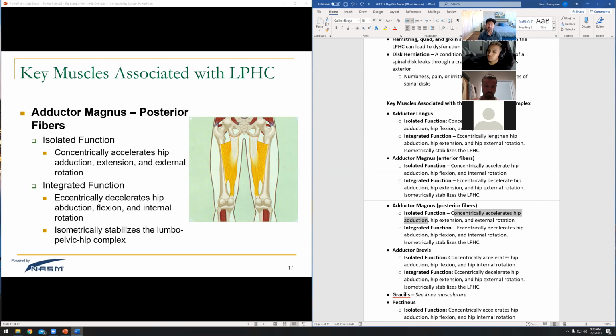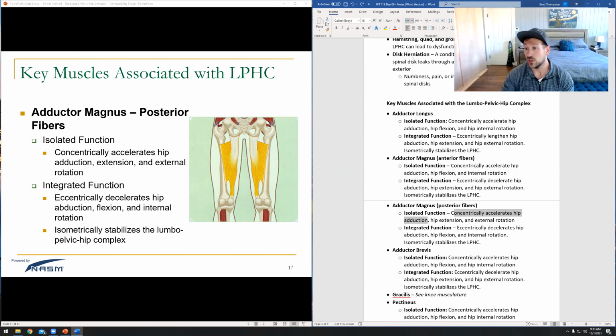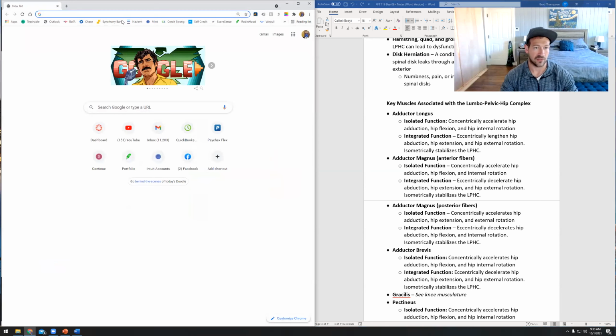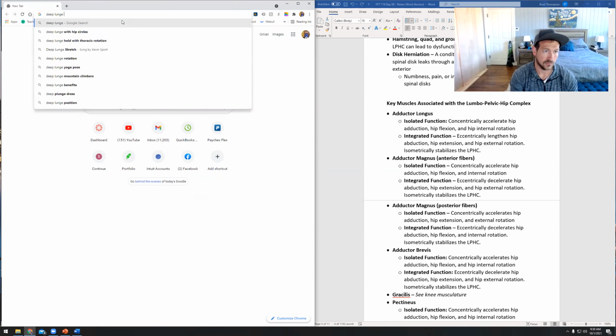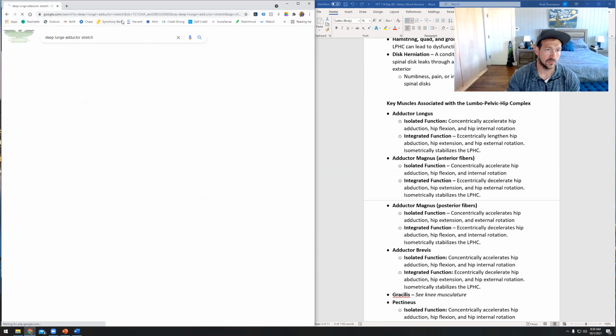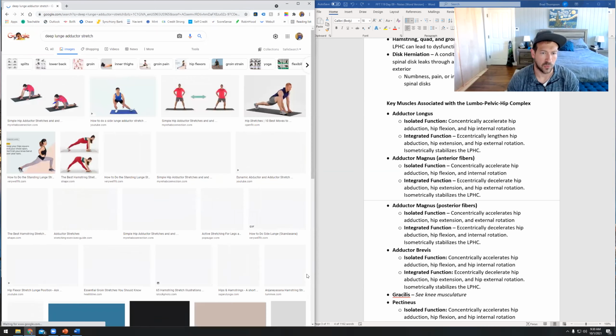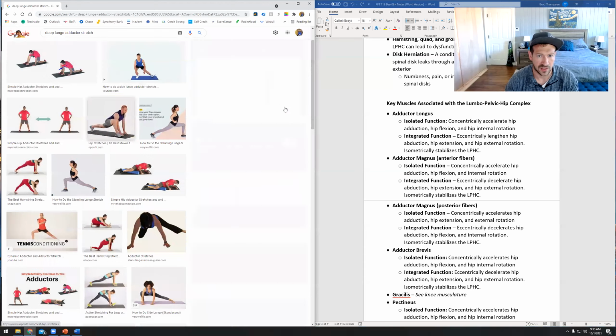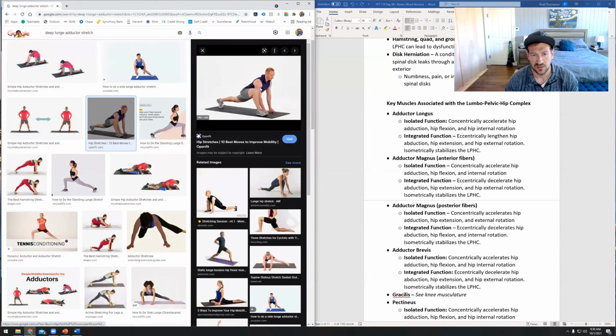So those are our two big adductor stretches. You can do that standing version. Honestly, my favorite version, my favorite deep one is this actually, just because it's a little bit more functional.